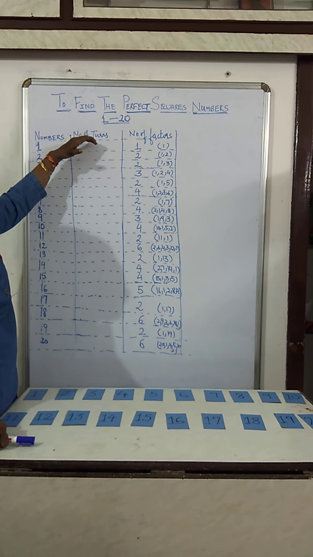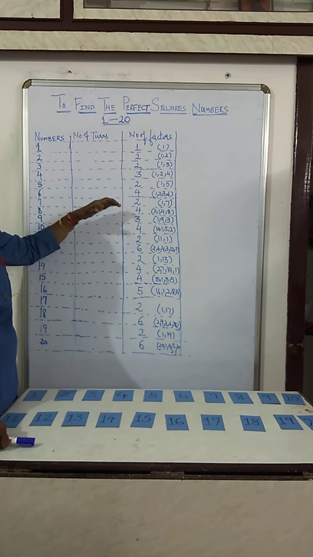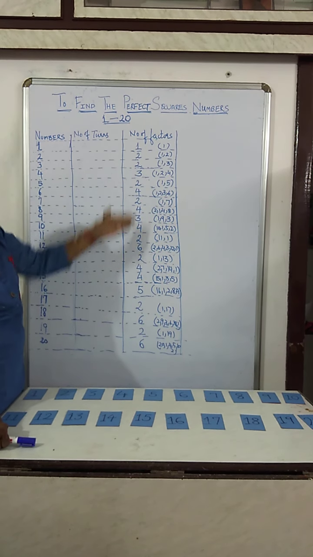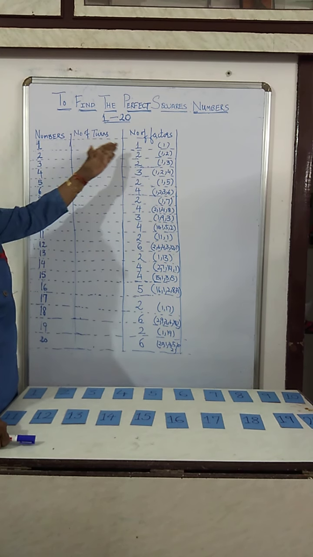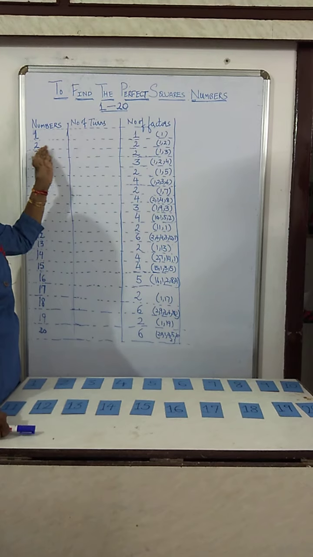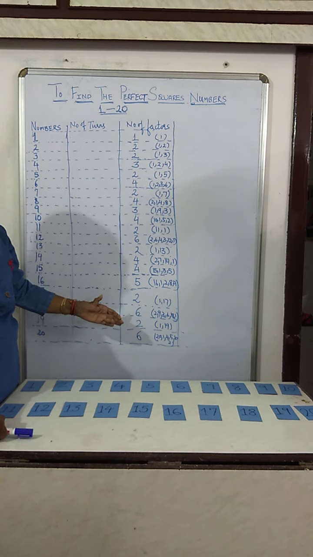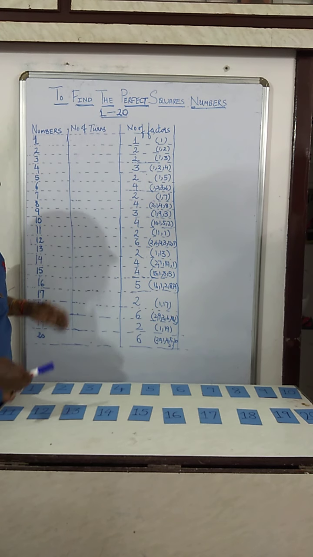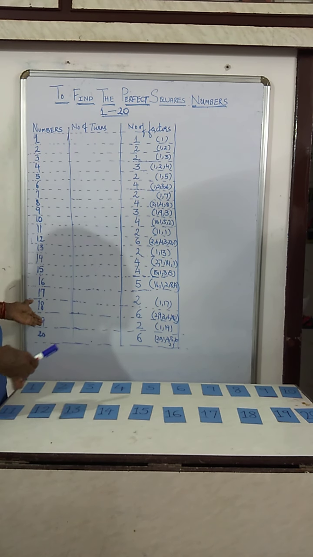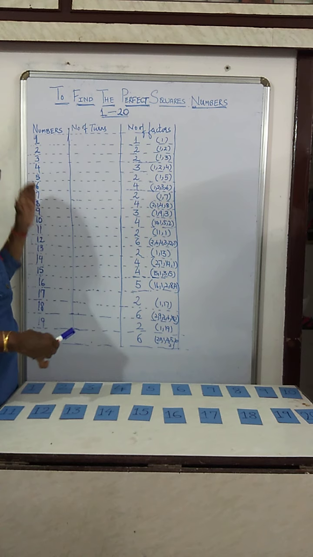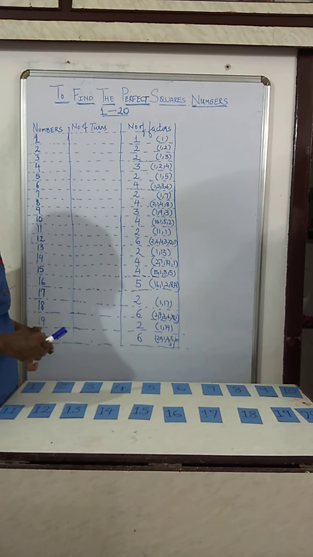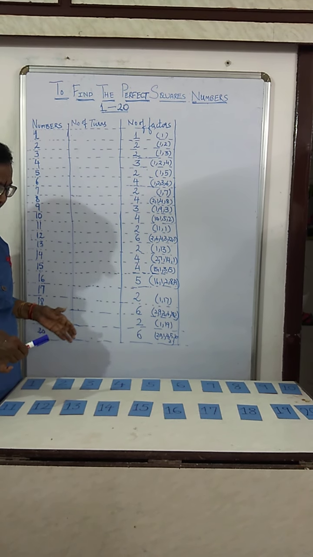Then we have another column, that is the number of turns and the number of factors. So 1 has only one factor, 1. 2 has two factors, 1 and 2. In that way we have written the factors. Now, according to the activity, I want to find out the perfect squares from 1 to 20. Which numbers are perfect squares?